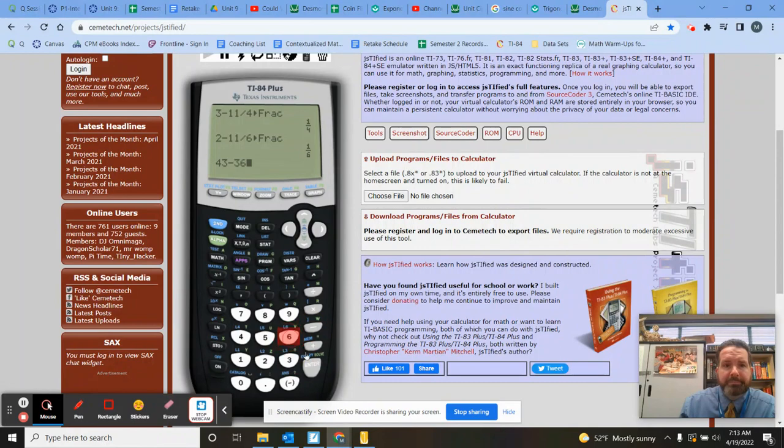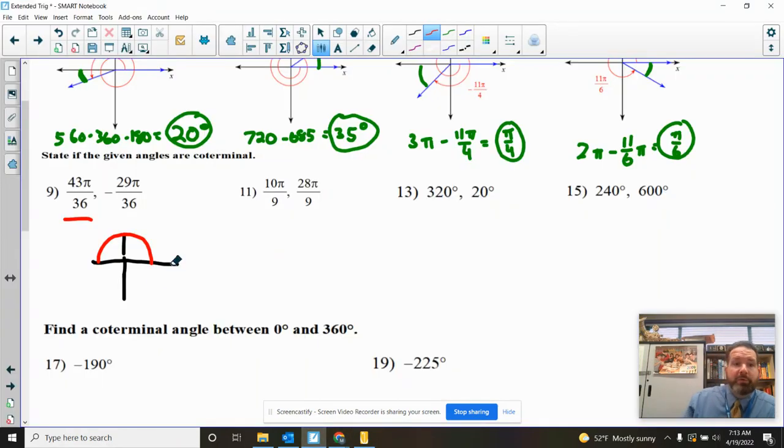That should be 7, right? Yeah. So that means my leftover bit, my reference, this extra part right here, is 7 pi over 36. So this red angle ends up being in quadrant 3 with a reference of 7 pi over 36. Is this the same? Well, it's negative, so it's going in this direction.